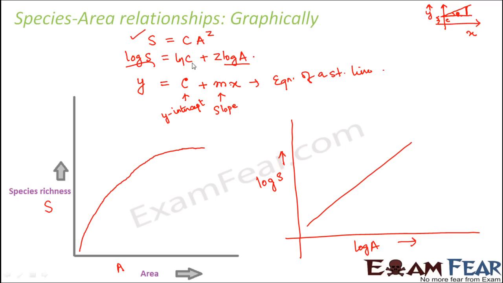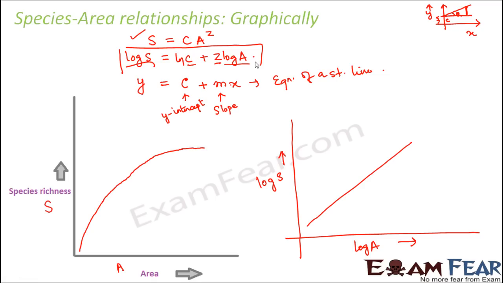Now with this, you will be able to understand what C is and what Z is. Basically Z is nothing but the slope of this line. So the slope of this line is denoted by Z. And C is nothing but the y-intercept of the straight line. So now with the help of this equation, you can actually analyze the relationships between the species richness and the explored area of a particular region.